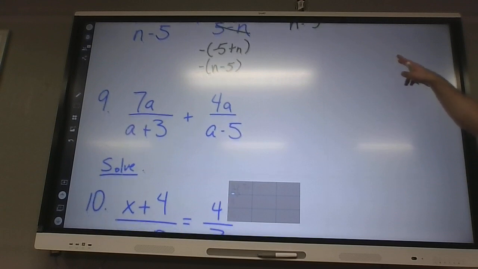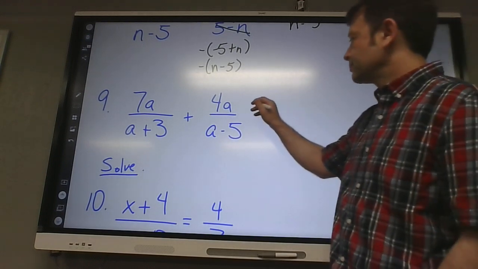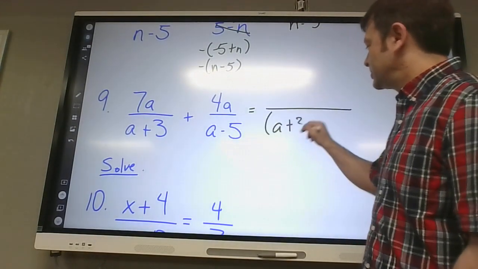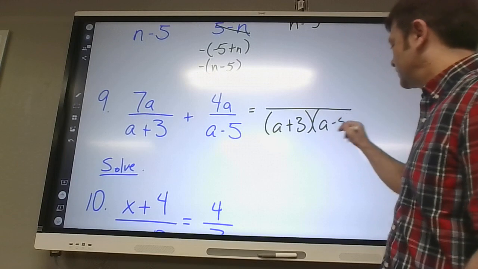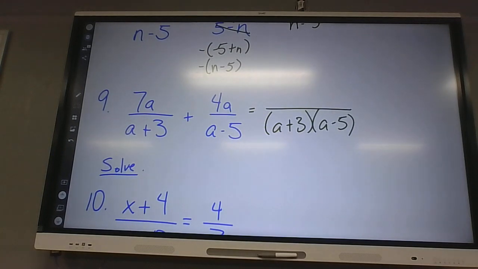Okay, number 9 was like a more common problem in that chapter. What is the common denominator going to be? A plus 3, a minus 5. The answer.